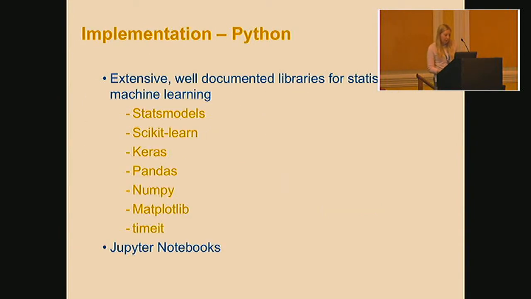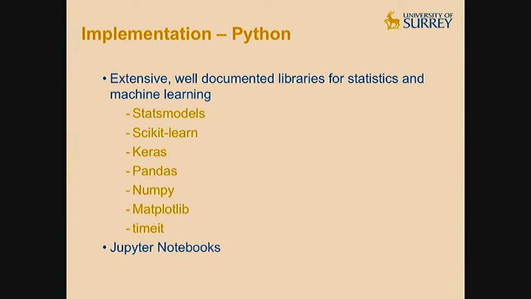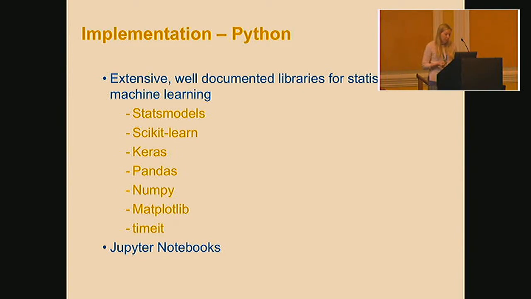So then the implementation, Python. Why I used Python was that it has extensive, well-documented libraries for statistics and machine learning, well-documented being key. Some of the libraries that I use are statsmodels, which is great for metrics once I had my models, and for implementing the ARIMA model. Scikit-learn is a great library for basic machine learning implementations, and then I used Keras as an interface to TensorFlow, which is a lower level machine learning library.